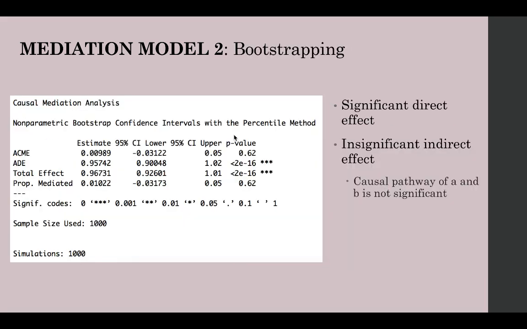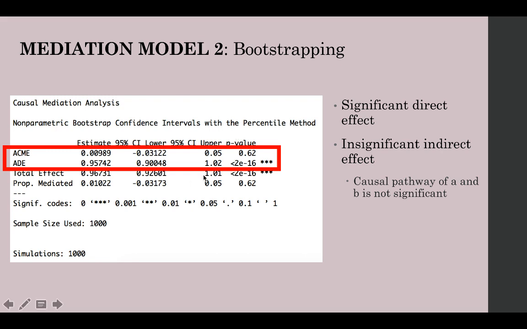So to get more confidence in these estimates, we conducted bootstrapping again to add power to our tests. And we can see that in this scenario, there is a significant direct effect, but there is a non-significant indirect effect. So the causal pathway of A and B is not significant, and we see that in the non-significance of that particular B pathway.